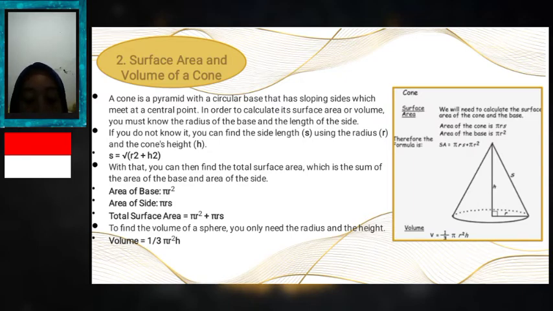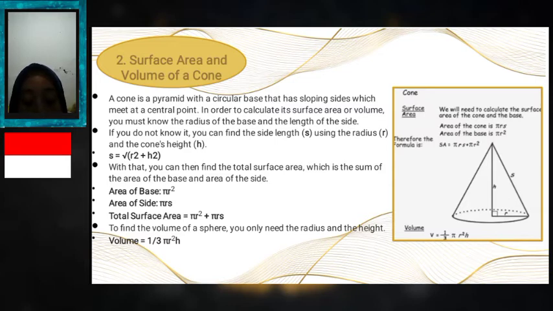Surface area and volume of a regular prism: area of the base, area of base, total surface area. To find the volume of the cone, you need the radius and the height. Volume is one third pi r squared h. Area of a regular prism, surface area or volume.